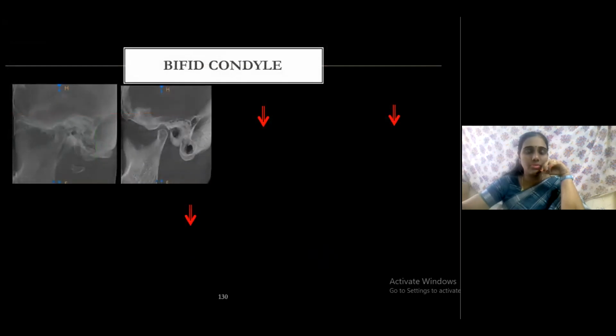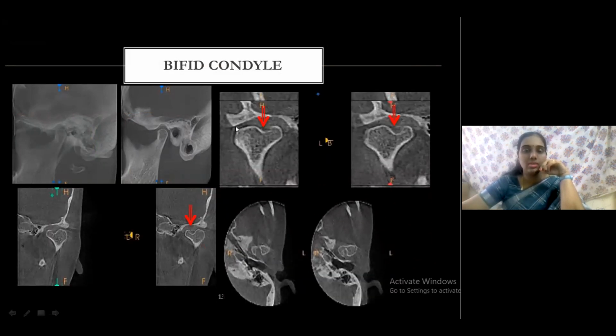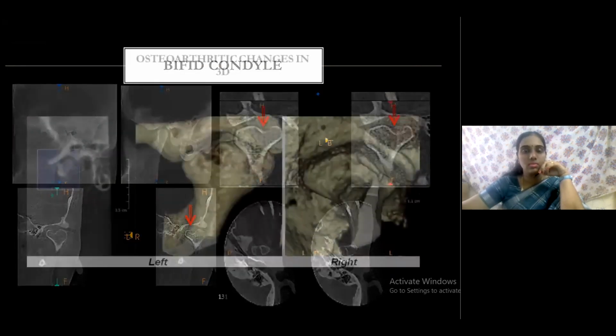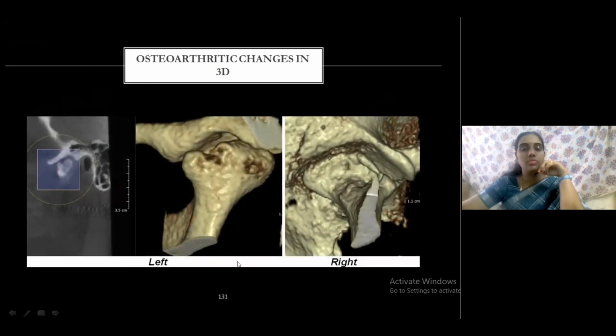This is a case of bifid condyle. This is a cropped OPG image. I could not see a bifid condyle here, but on seeing the CBCT sections, you can easily make out that this patient was having chronic TMJ pain and very frequent chronic dislocation of the TMJ. So this 3D view will also give you a very clear picture of the osseous changes. There is a subchondral cyst and there is erosion here, which is very clearly seen in the 3D view also.